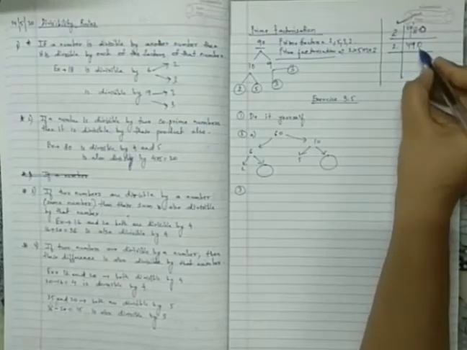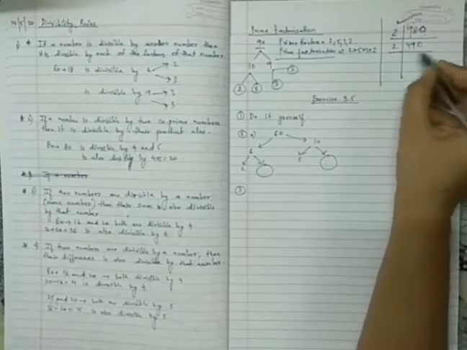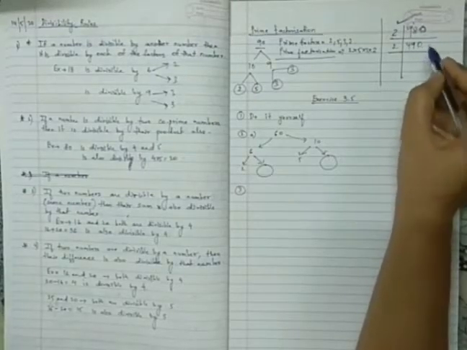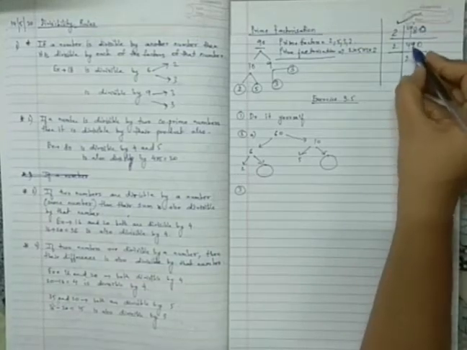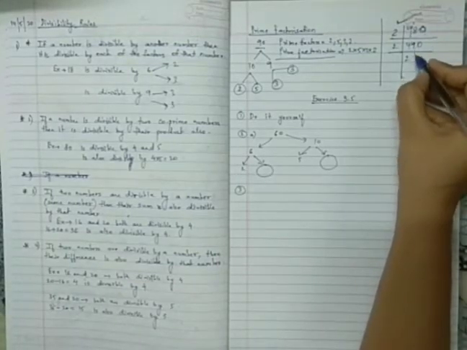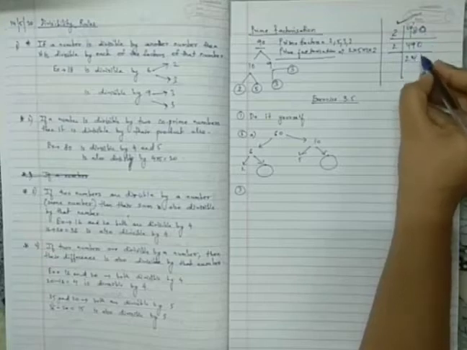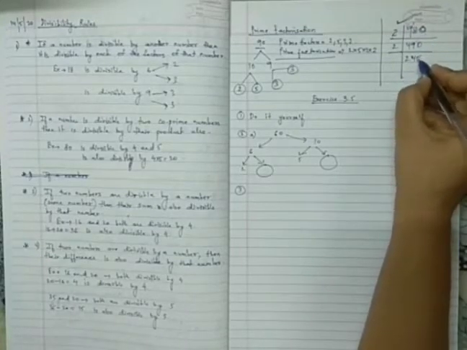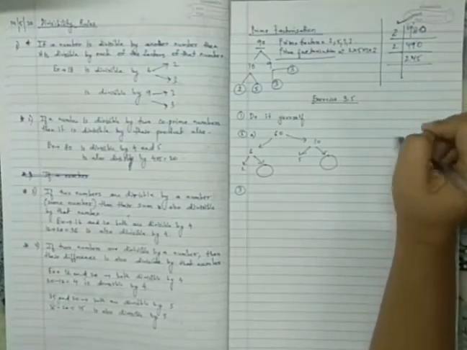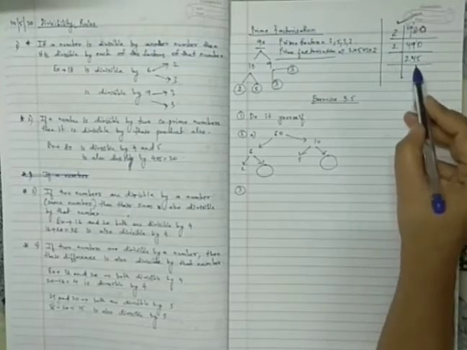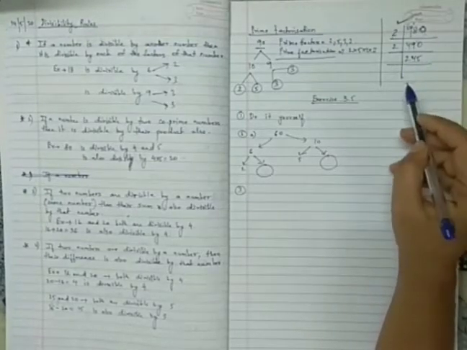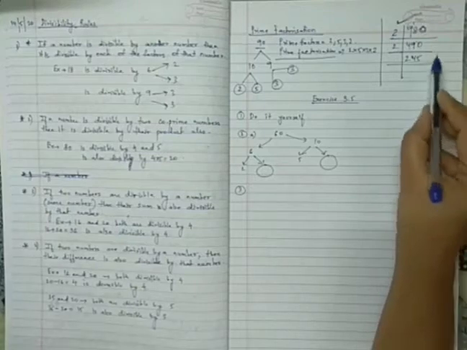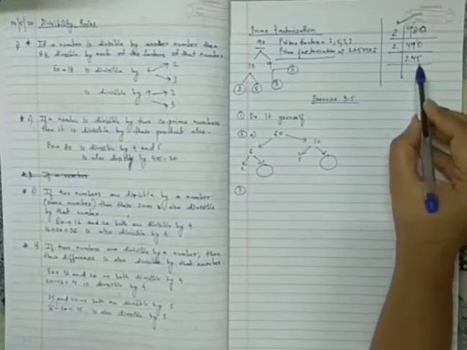Now 490 also is divisible by 2, because at the ones place we have 0. So 2 twos are 4, 2 fours are 8, and 2 fives are 10. Now, see, does this number come in the table? We have to take the lowest number first. We know that it comes in the table of 5 because this number ends with 5.